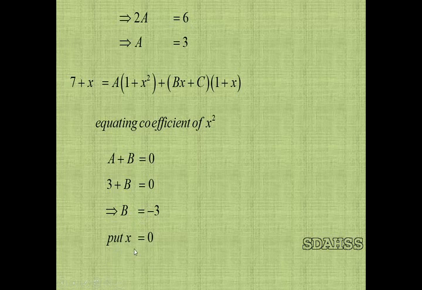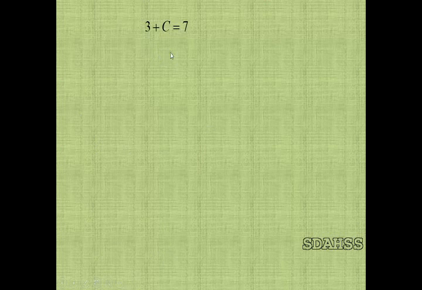Now put x is equal to 0 in the second equation. So you have in the left hand side 7. But in the right hand side, if you substitute x is equal to 0, you have A, plus this term vanishes. X is equal to 0 means B vanishes, so remaining C only. So A plus C is equal to 7. Substitute A is equal to 3. So 3 plus C is equal to 7. Then C is equal to 7 minus 3, which means 4.